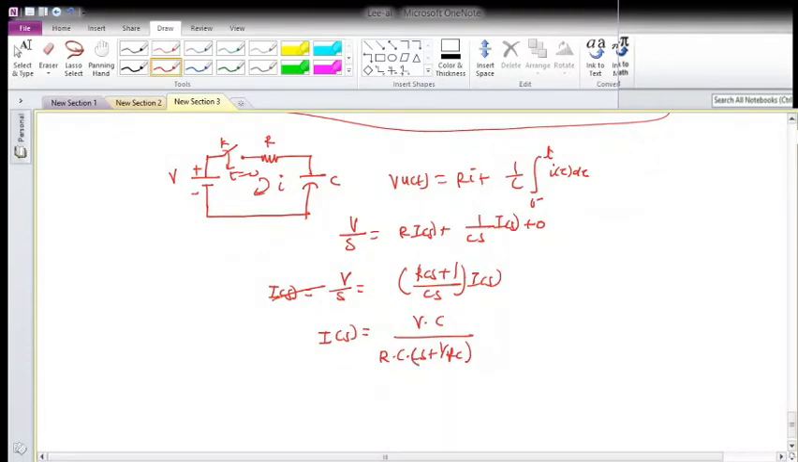Because this s will get cancelled, so it will be VC, right? And it is divided by RCs plus 1. I want the coefficient of s to be 1 to avail the standard pair for finding the inverse. So RC I have taken common, so s plus 1 by RC, the C will cancel, so it will be V by R into 1 over s plus 1 by RC. And now I can directly use my standard pair, which is V by R e raised to minus t upon RC into u of t.